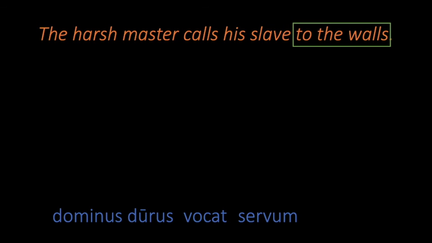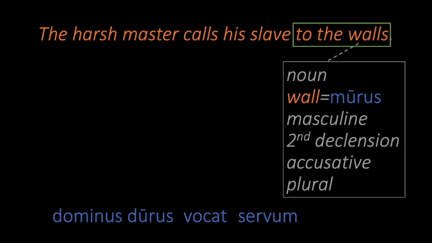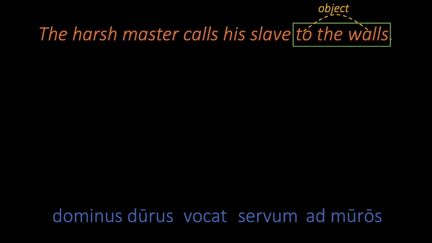Finally, we have to the walls. To is used in a physical and directional sense here, so we use the preposition ad instead of the dative relation. Walls is a plural noun. The Latin base meaning wall is murus. We need to put it in the plural number and then into the accusative case because it is the object of a prepositional phrase beginning with ad. So we end up with ad muros. Altogether, we have Dominus durus vocat servum ad muros. Let's put it in Latin's subject-object-verb default word order to arrive at Dominus durus ad muros servum vocat.